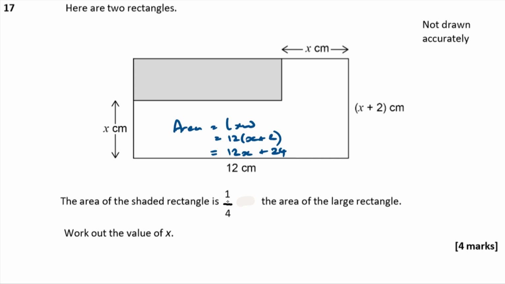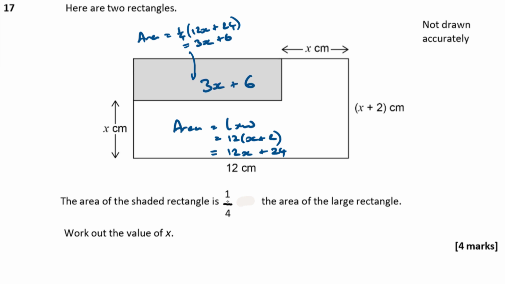So this one here, the area is going to be a quarter of 12x plus 24. So what's that then? That's going to be a quarter of 12x is going to be 3x, and a quarter of 24 is going to be 6 then, isn't it? So it's going to be 3x plus 6. So we've got 3x plus 6 in here.